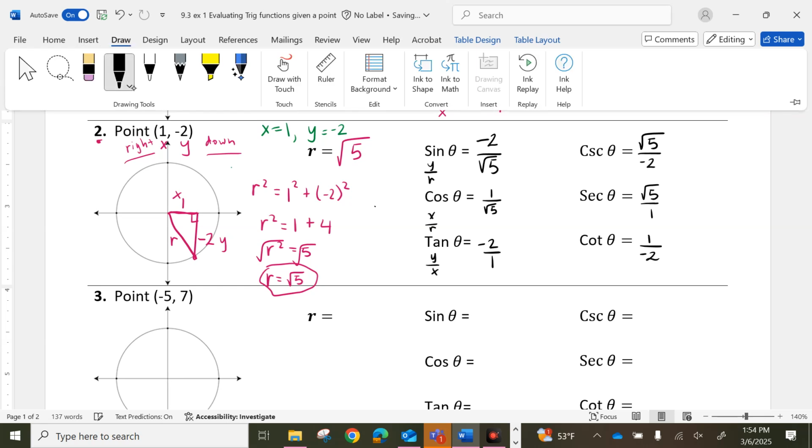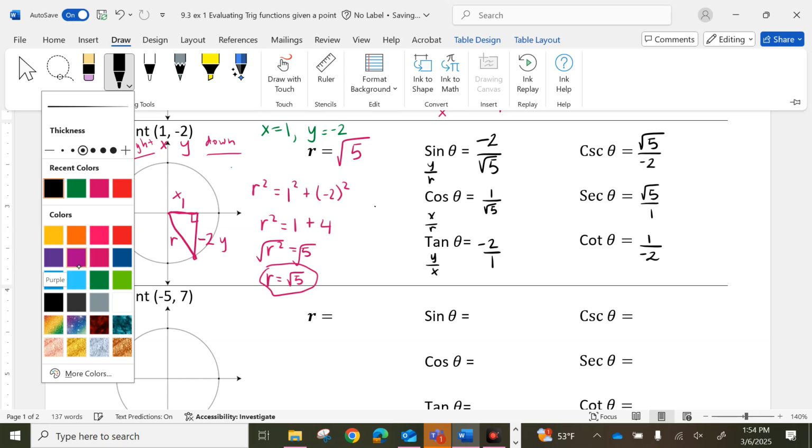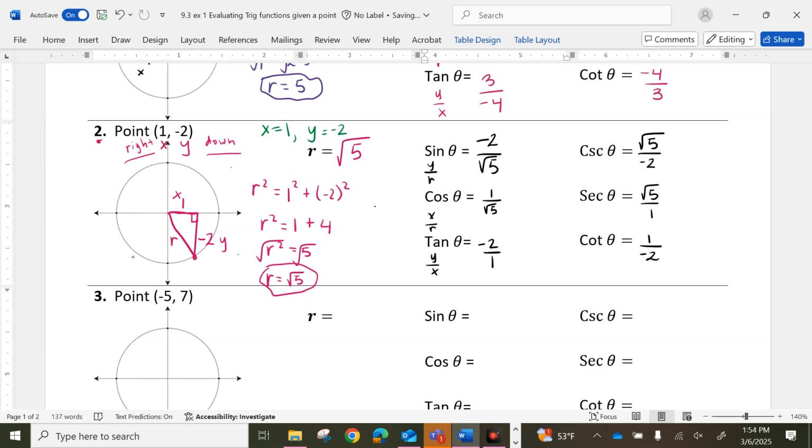Now, a couple things we need to clean up. I'm sure you see it. So first thing is my tangent and my secant that have something over 1. Let's not write that. Let's just write negative 2. And let's just write root 5, excuse me. 1 over negative 2 is fine for me. I'm good with that. And root 5 over negative 2, I'm also good with.